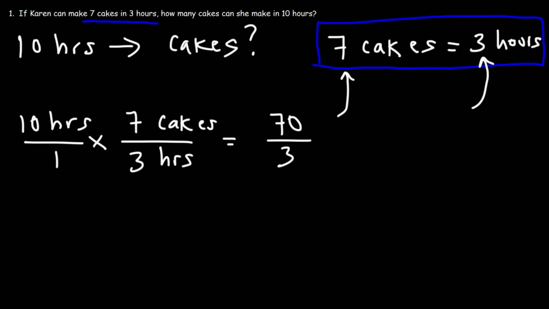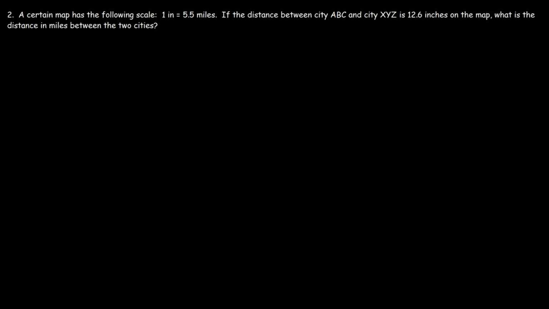Now let's get a calculator to convert this to a decimal. 70 divided by 3 is 23.3 repeating. So that's how many cakes she can make in 10 hours. Now let's move on to number 2.